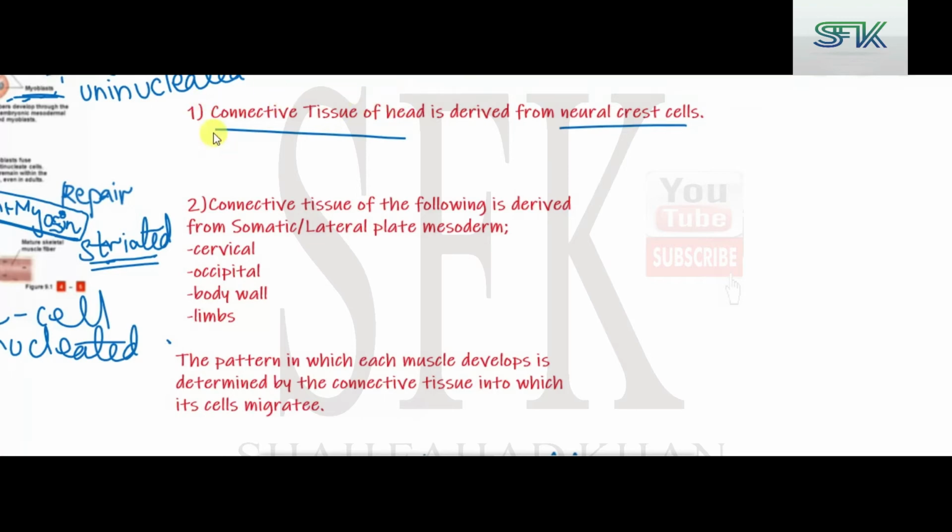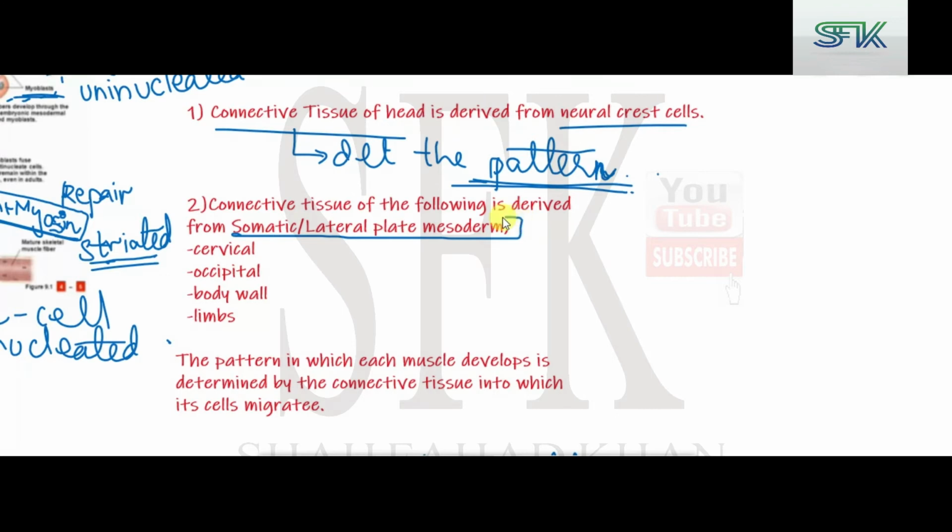I told you that it's the connective tissue into which the muscles migrate, and this connective tissue determines the pattern of muscle development. The pattern in which the muscles will develop is determined by a particular connective tissue. And then the connective tissues of the following are derived from the somatic or lateral plate mesoderm. An important function.